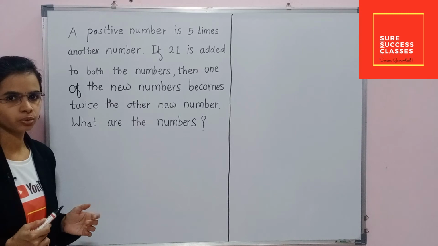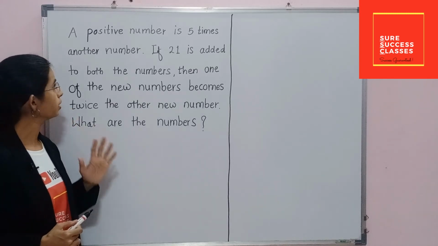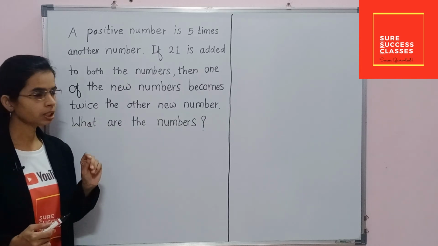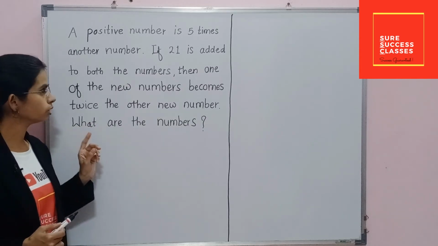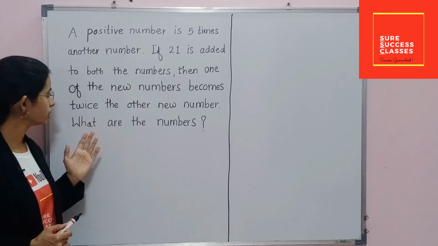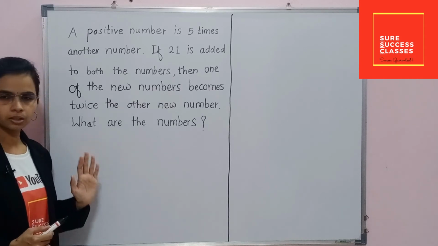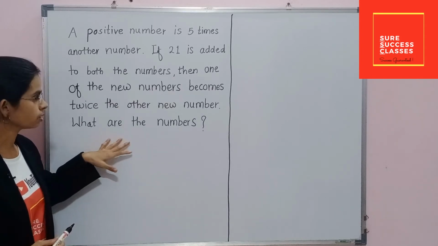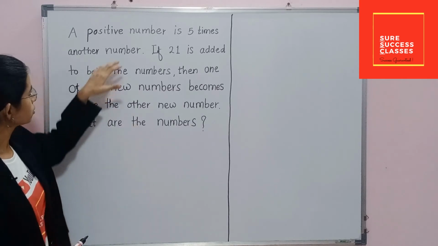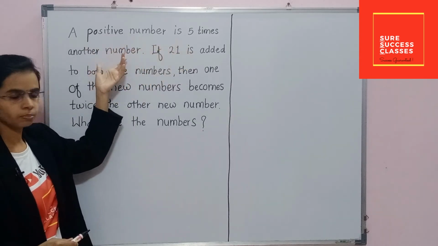First we will read out the question carefully. A positive number is 5 times another number. If 21 is added to both the numbers, then one of the new numbers becomes twice the other new number. What are the numbers? Here we have to find both the numbers.